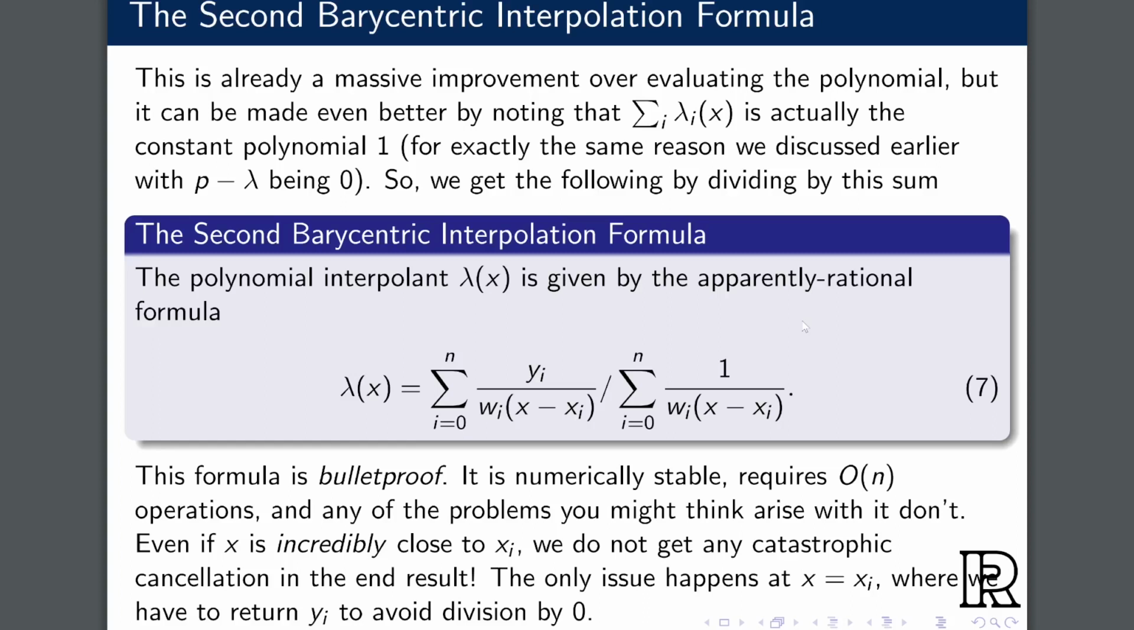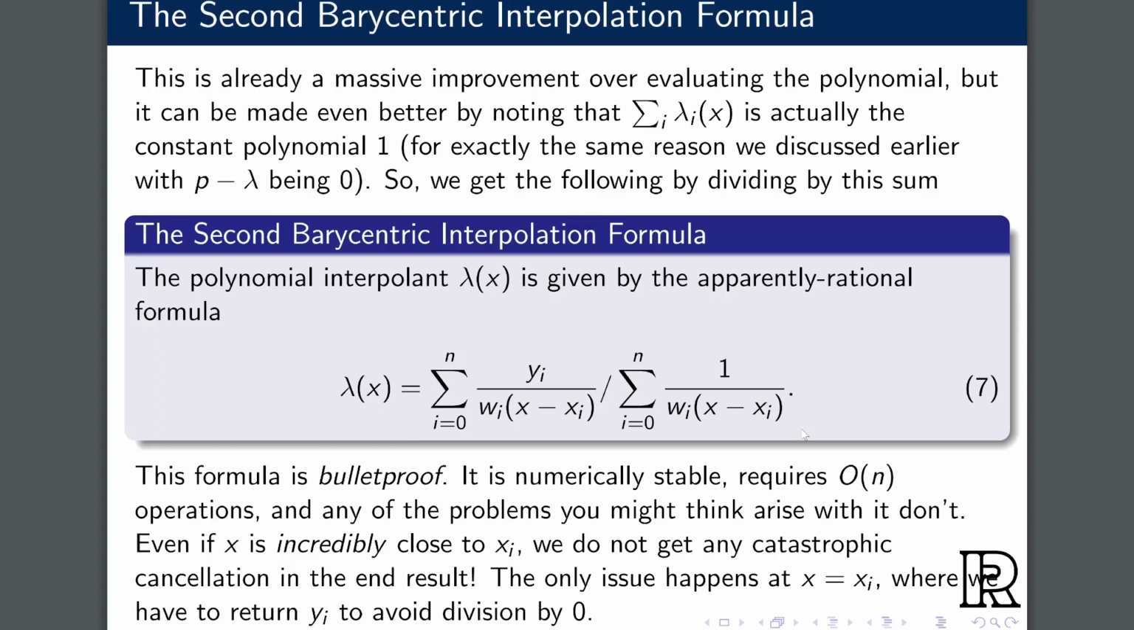Now this might seem like extra work, but each term in the sum, on the top and the bottom, only differs by this yi. So you only need to compute the 1 over wi times x minus xi once, and then on the top you multiply it by y, and on the bottom you don't. So you do these two sums, and then you divide them. This really cuts down on the number of floating point evaluations that you need to do.